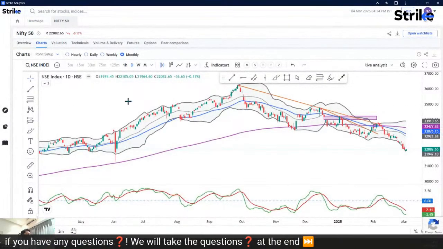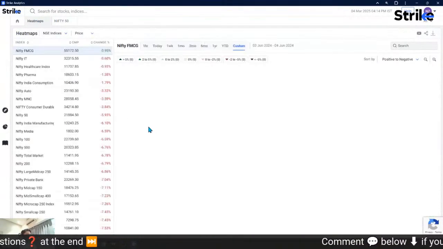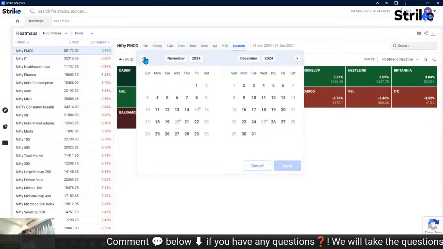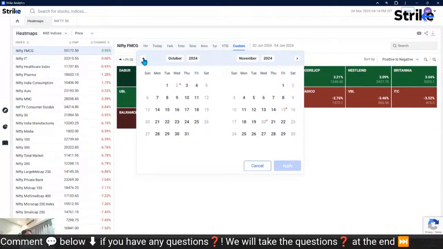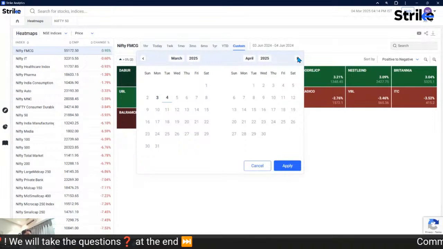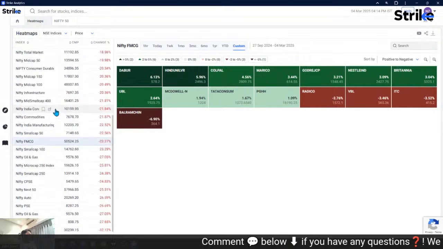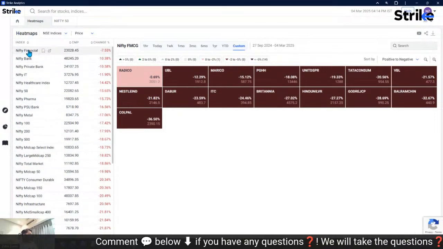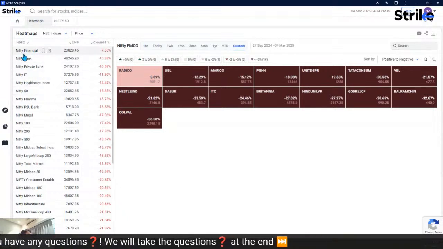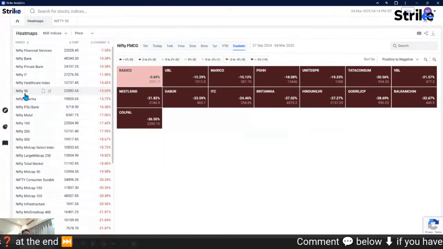All right, you can simply put up a date over here in the heat maps. You can just put a custom date, say the 27th September to till date, 4th of March. Say apply. And once you do that, we can see that financial services, banking, private banking, IT, and healthcare. So these are the five major sectors which have outperformed the benchmark Nifty 50.